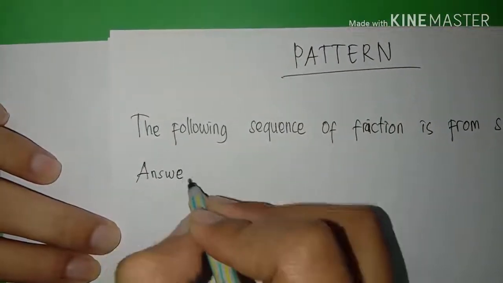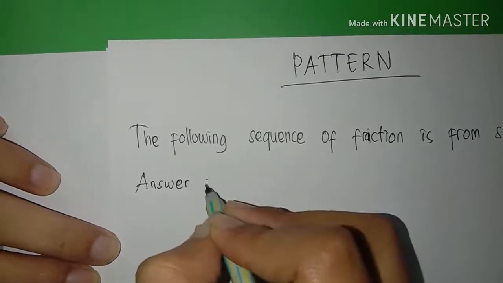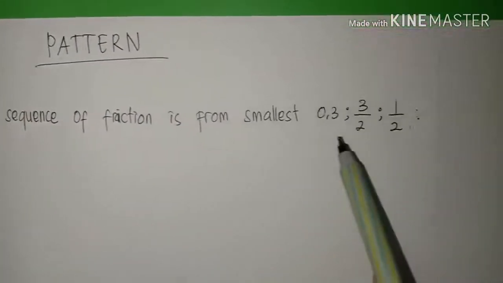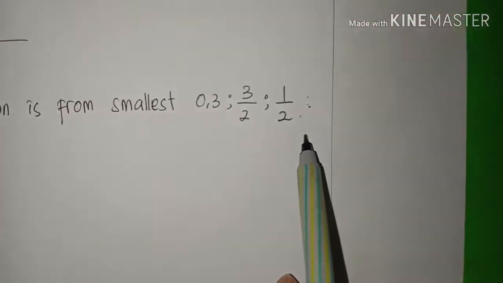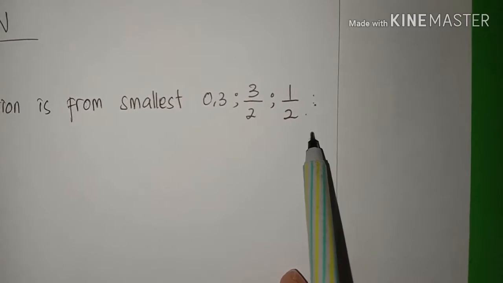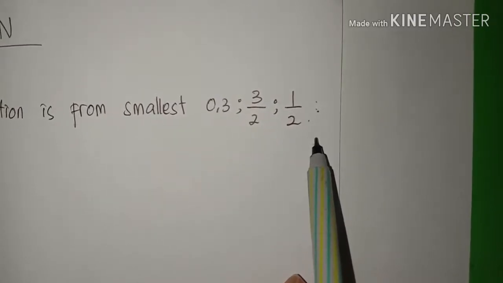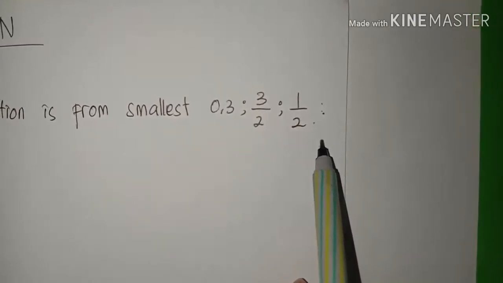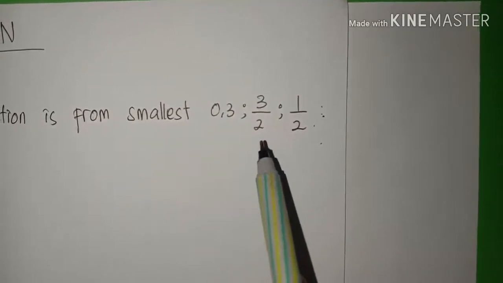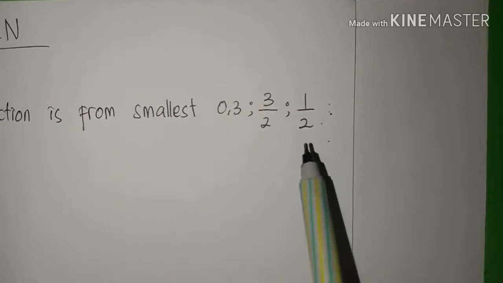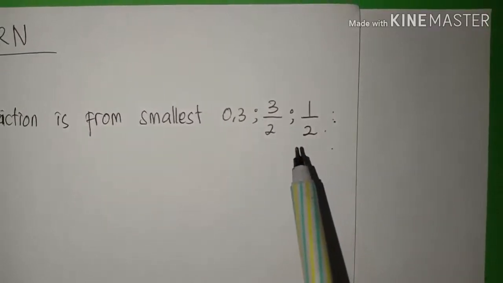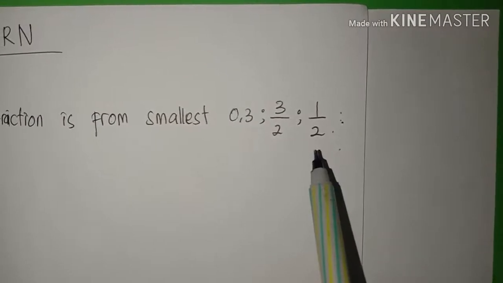To answer the question, you have to change these patterns become the same type. There are 3 types: decimal, fraction, and percent. So we can change these patterns become the same type.